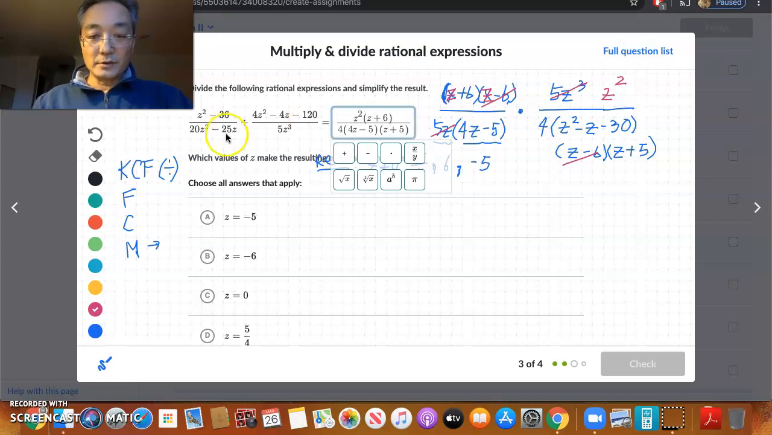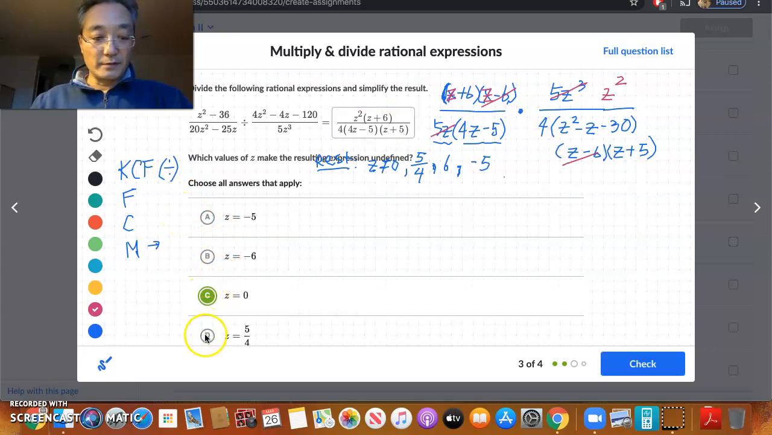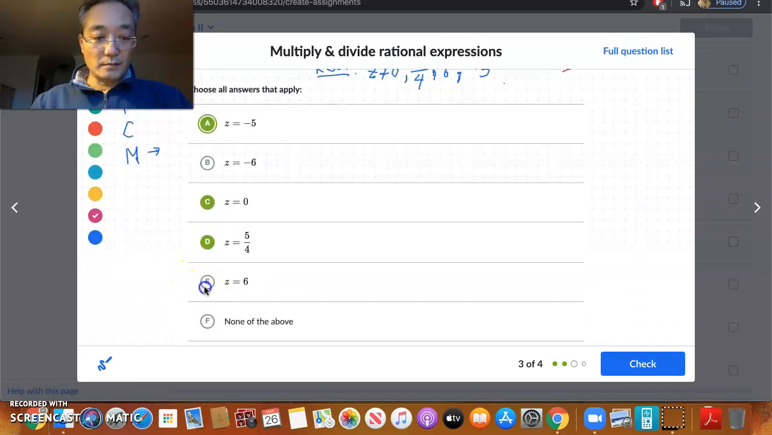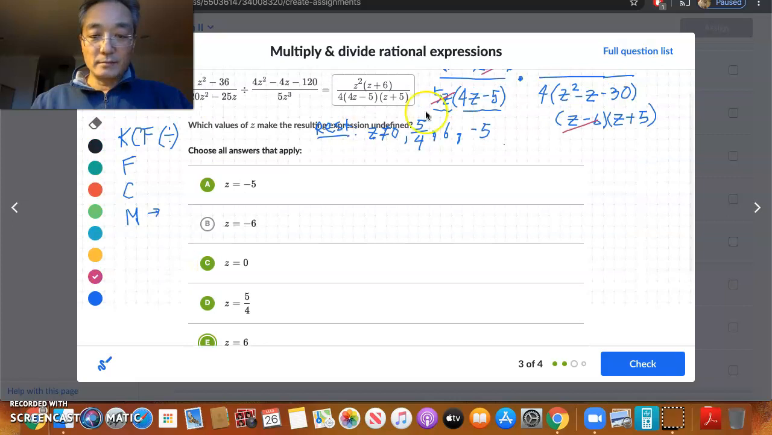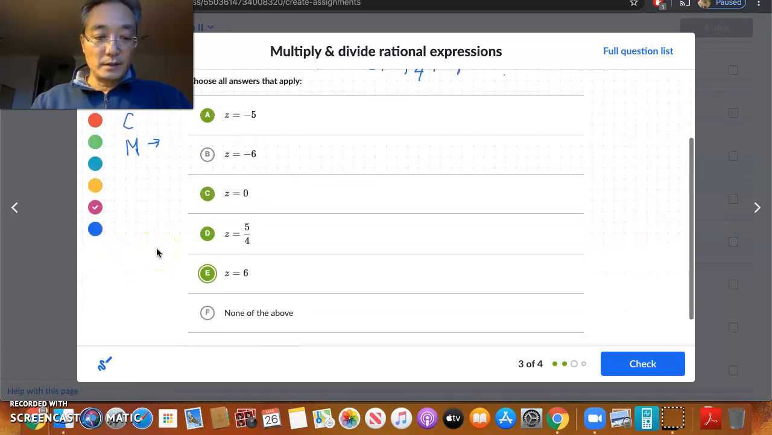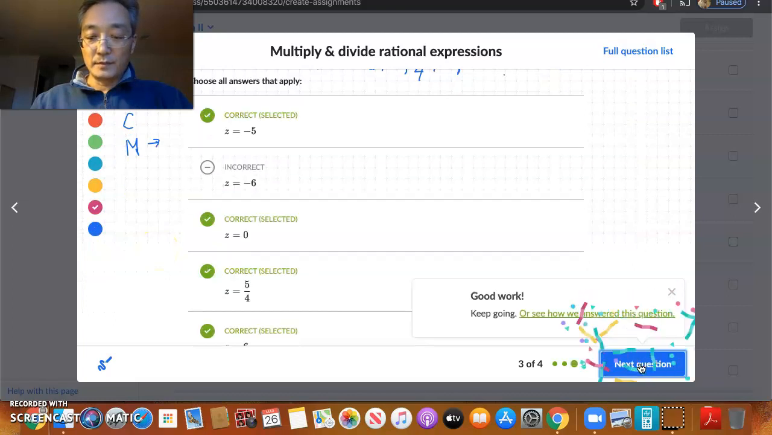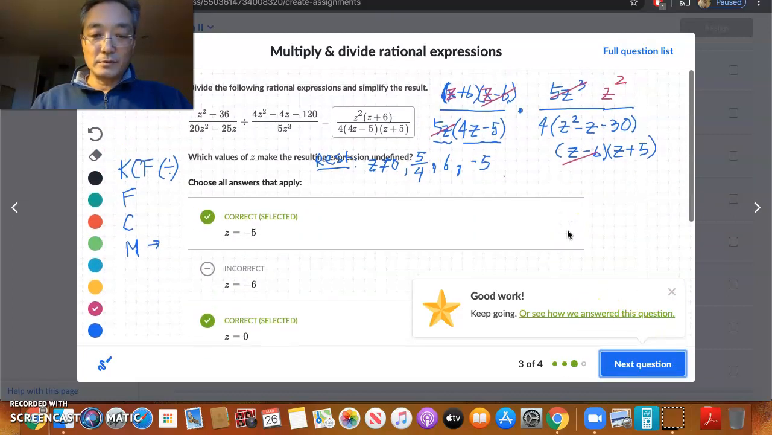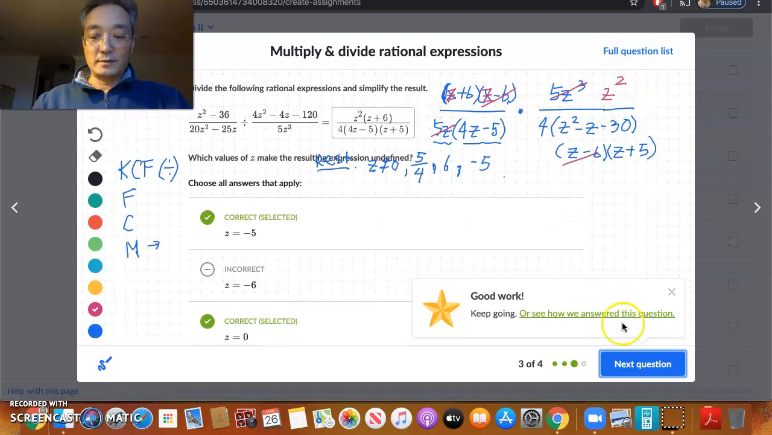And our restrictions are these four right here. So z can't be 0, can't be 5/4, can't be negative 5, and it can't be 6. Okay, 0, 5/4, 6, and negative 5. And let's check. That is correct. Okay, folks? All right, let's go to the last one.